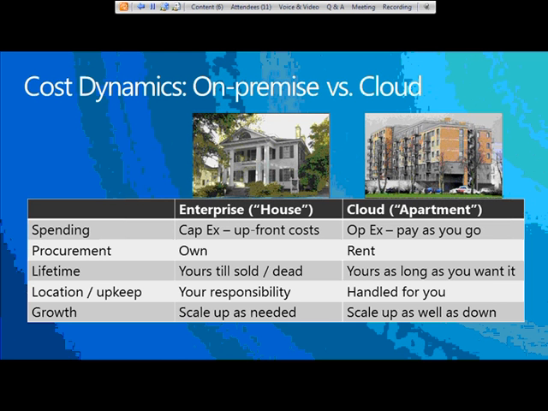In the enterprise, you buy the stuff and it's yours until you sell it or it's dead, or you decommission it. In the cloud, it's yours as long as you want it, but you can release it anytime you want to. As far as where you put things and maintenance and upkeep, things you buy, servers, that's your responsibility. In the cloud, that maintenance and even things like patching can be handled for you. And then scale is interesting too, because it's sort of one-dimensional in the enterprise. You either scale or you don't, but you typically scale up. And in the cloud, you might scale up as well as down, depending on changing conditions.